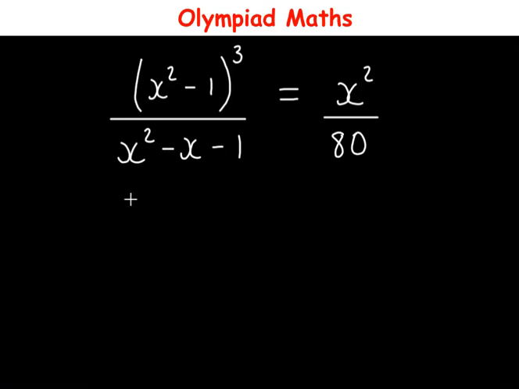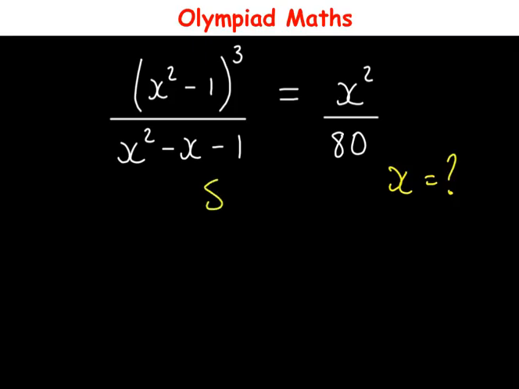Hello everyone, in this video let us solve this question. We have (x² − 1)³ divided by (x² − x − 1) equals x² over 80. Here we have to solve for the value of x. So x is the unknown we have to solve for.